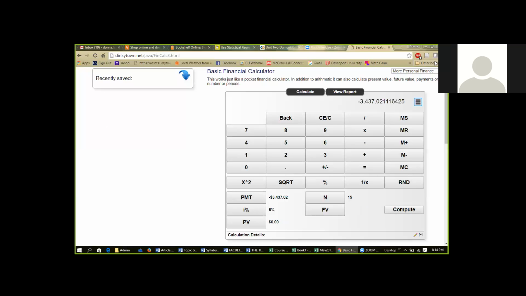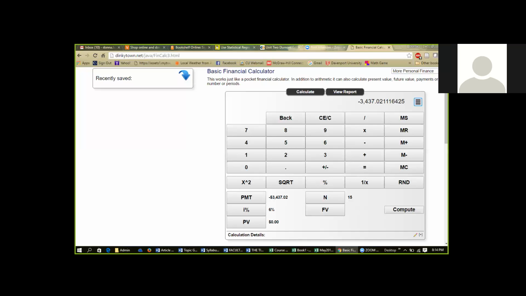I know that's a little weird, but it's saying if I put $3,437 in an account every year for 15 years at 6% interest, I would have the money I need by the end. So when you're trying to find the payment of some future amount you want, go ahead and click in how much you want, the number of periods, and the interest rate, and then compute payment, and you should get your number.